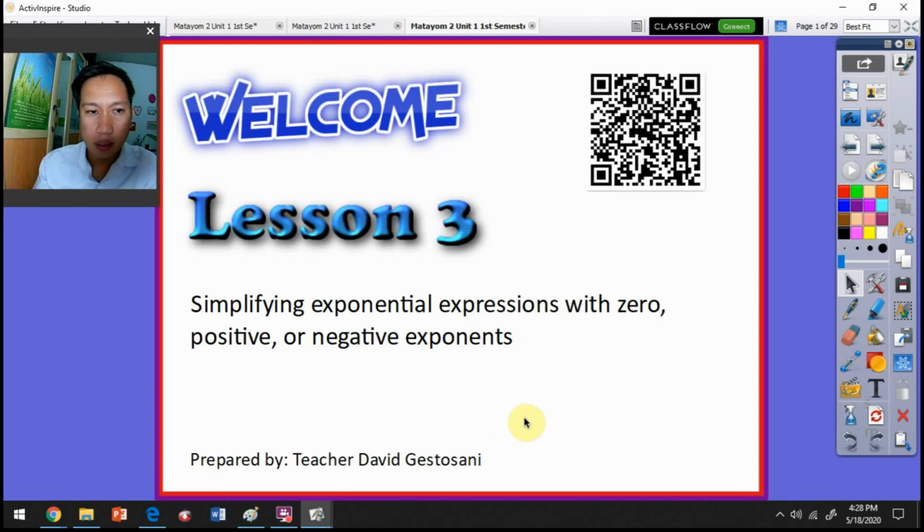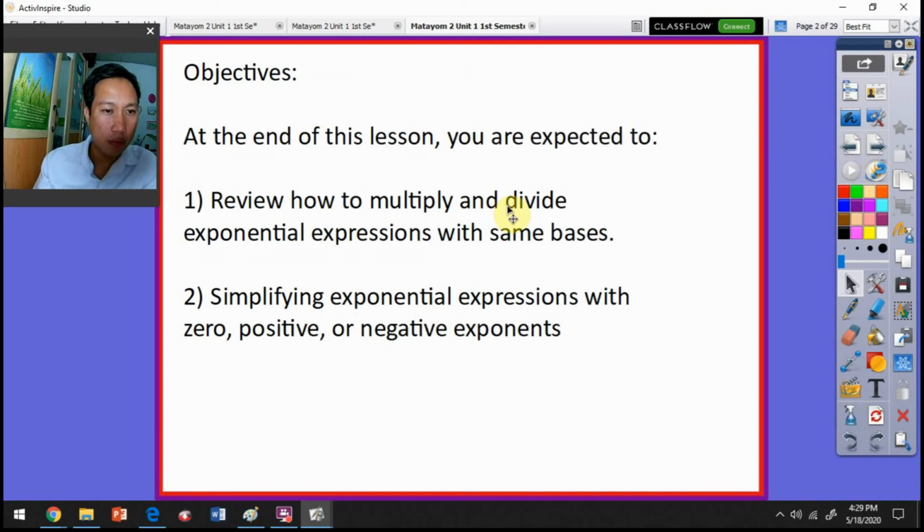Now today's lesson, we will focus on zero, positive, and negative exponents. All right. Now we have objectives here. We have two, and at the end of the lesson, you're expected to, number one, review how to multiply and divide exponential expressions with the same base, and number two, simplify exponential expressions with zero, positive, or negative exponents.